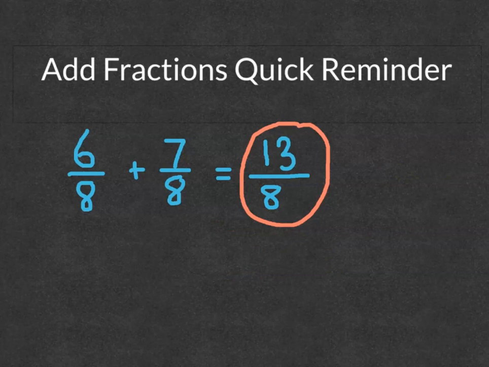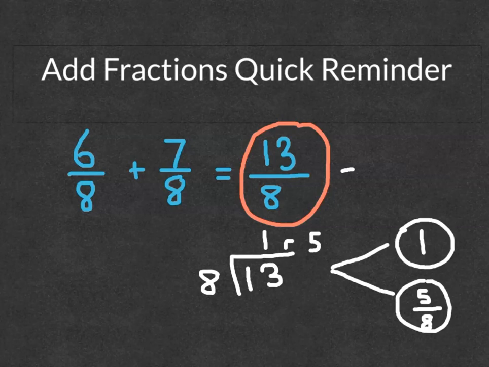Let's change 13/8 into a mixed number. We'll divide the numerator 13 by 8. How many times does 8 go into 13? Well, we know it only goes in once, but it's got a remainder of 5. 13/8 as a mixed number is 1 whole and 5 parts of 8.